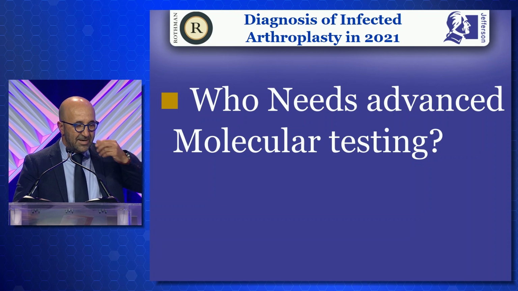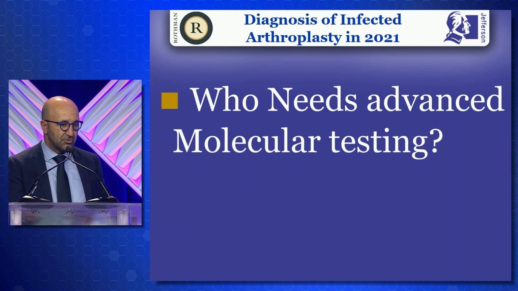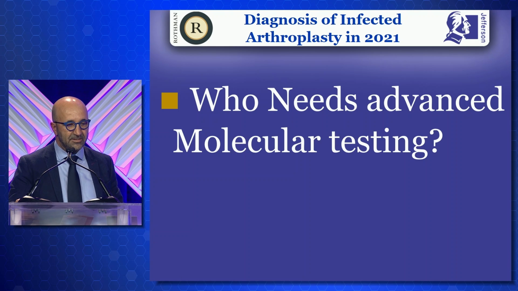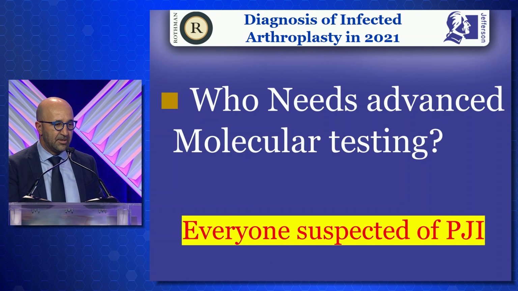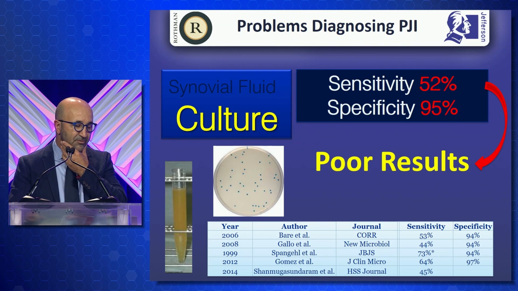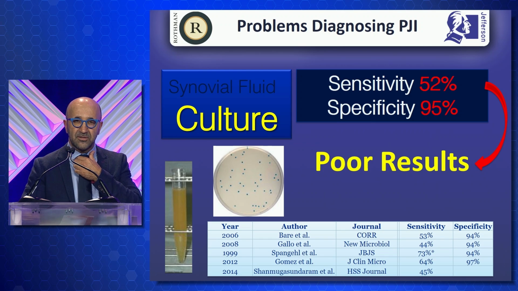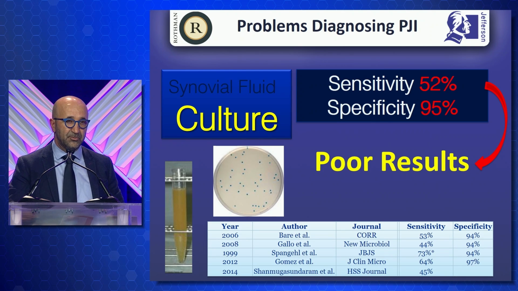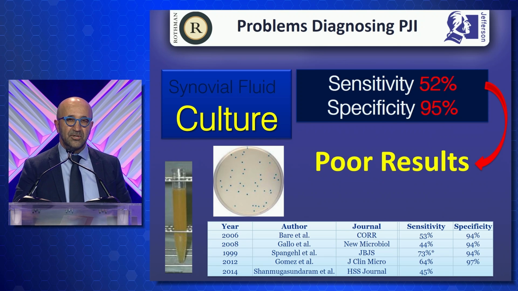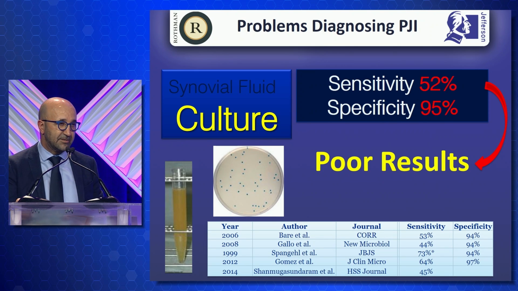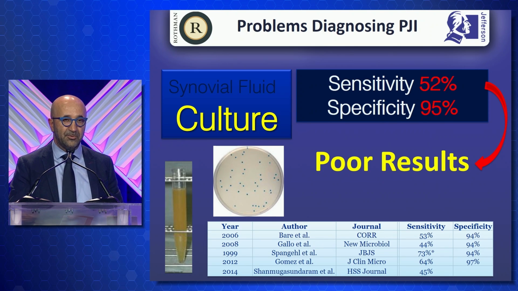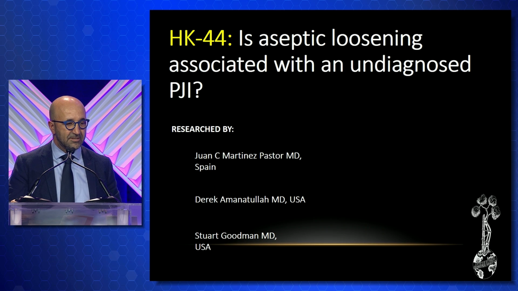So the task that I've been given by CCJR is to try to address some of these questions. So who needs advanced molecular testing? And the answer is probably everyone. Why everyone? Because, unfortunately, culture is negative about 30, 40, sometimes up to 50% of the time. And by the time you get the culture results, it's a little too late. At that point, you can't send a sample for molecular testing.